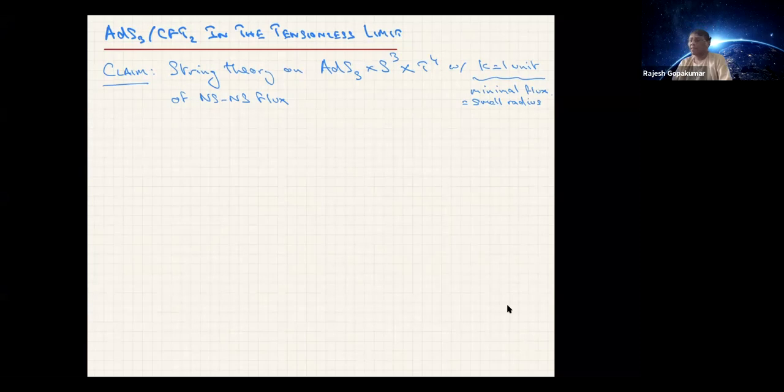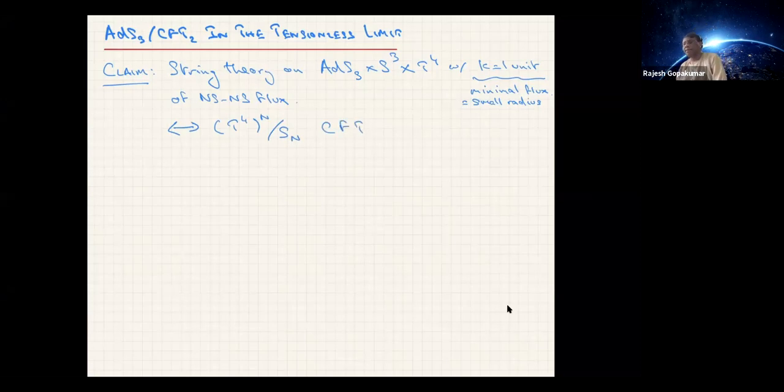I mentioned that because you can have these string theories with Ramond-Ramond three-form flux, or in general, some admixture of both Neveu-Schwarz and Ramond-Ramond flux. But we will focus on the pure NSNS flux case. And the claim is that this is dual to a two-dimensional CFT, which is the so-called symmetric orbifold CFT.